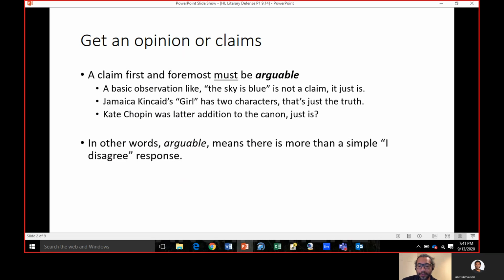In other words, arguable means there is more than a simple "I disagree" response, right? People can always disagree with you, even if you do make a claim. Like you could say, the MCU is better than the DCEU, right? So we can say, I disagree with that, right? But saying something as simple as "this is better," or "I thought this movie was bad," or "I think that anime is the best type of medium," something like that is what you don't want to do.